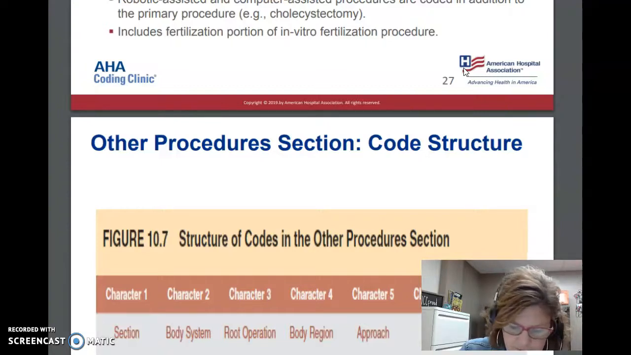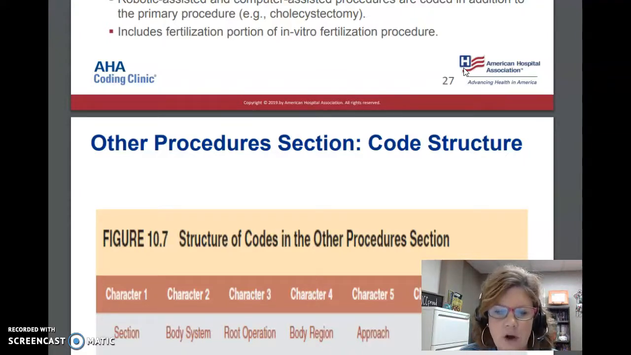Okay, integumentary system is probably what we're going to use for the back. So it's 8E0H300. And it gives you the complete code in the index. So at this point, you really don't have to go back to the table.